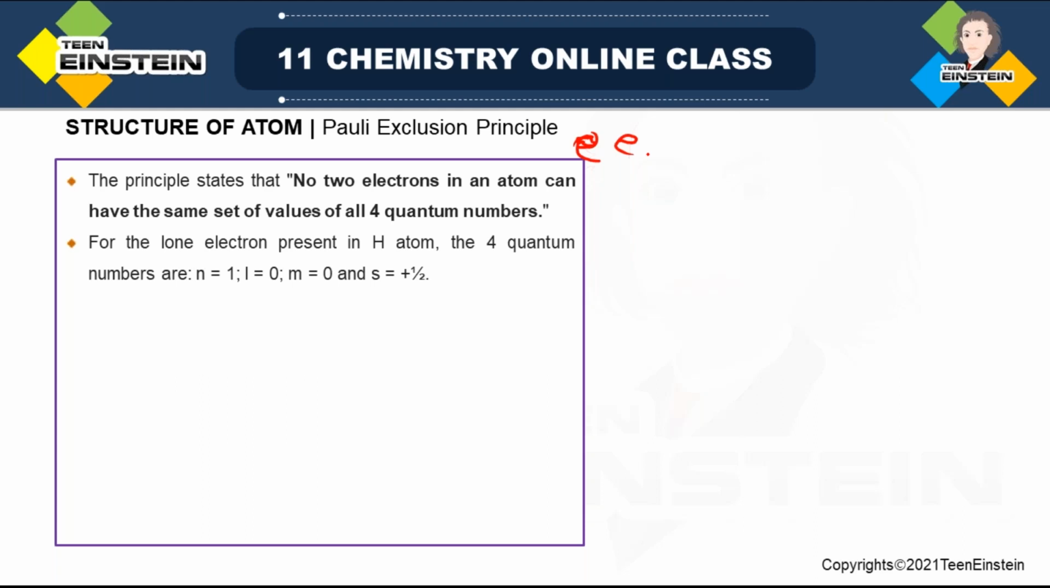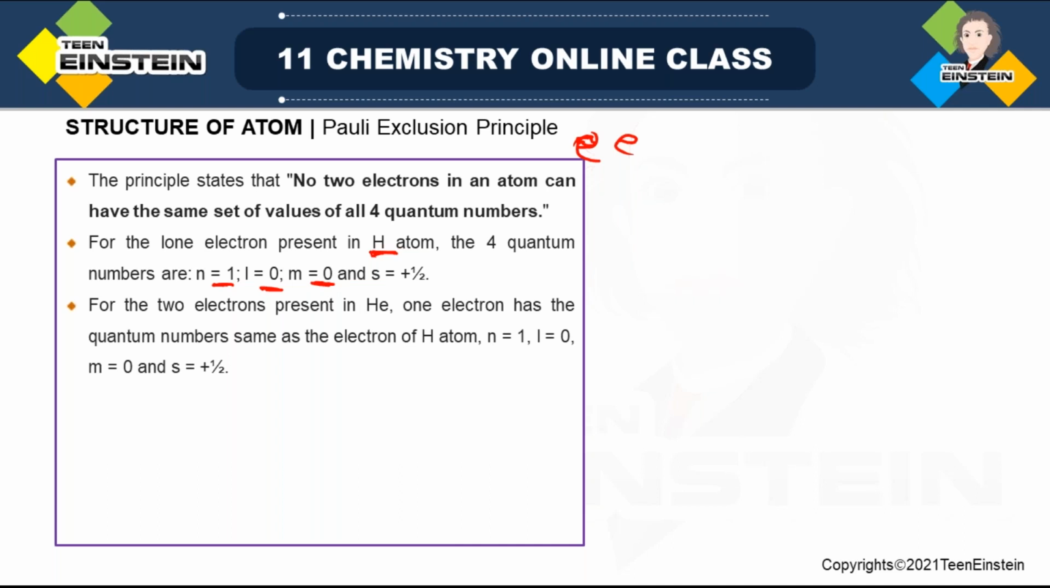If we take an example, we know there is a single electron in the hydrogen atom, and its 4 quantum numbers are: principal quantum number 1, azimuthal is 0 because it is an s orbital, then magnetic quantum number, the only possible value is 0, and spin quantum number is half, right?